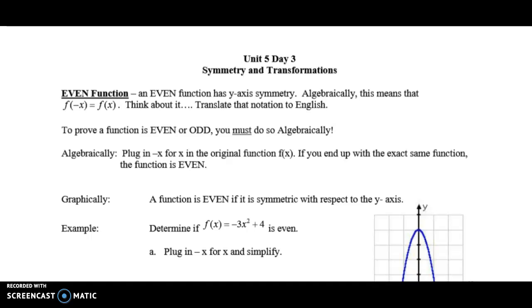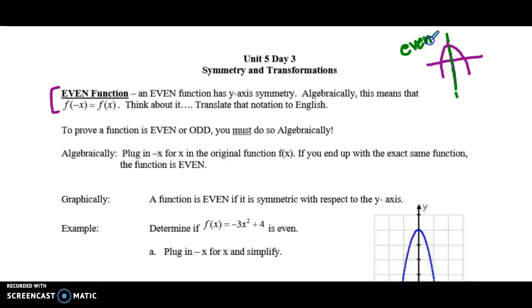All right, welcome to Unit 5, Day 3, where we're going to talk about symmetry of graphs and transformations. Let's take a look at our first function, something called an even function. An even function has y-axis symmetry. Y-axis symmetry just means that if I take my graph and fold it along the y-axis, the two pieces will be directly on top of each other. Take a piece of paper, draw something like this, fold it along the y-axis. That means it has even symmetry.